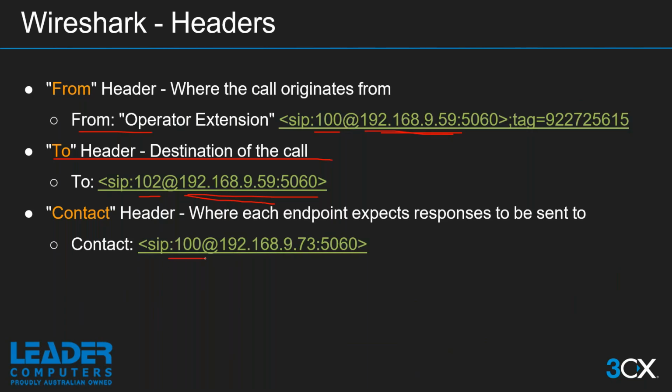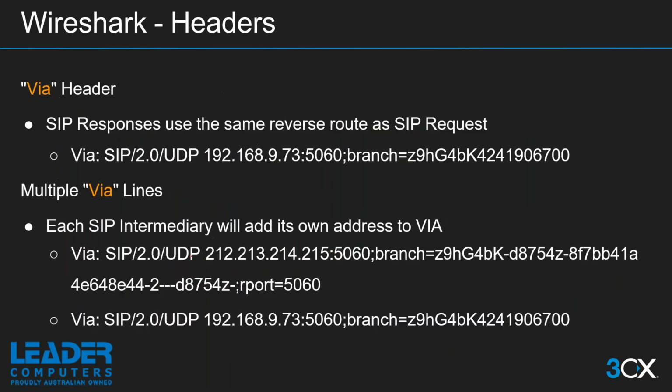Contact header, so basically 100 at this particular IP. That shows where each endpoint expects to send the responses. So this is where it's expecting the responses to. Whatever happens from 102, it needs to send the responses to here. So that's what that means.